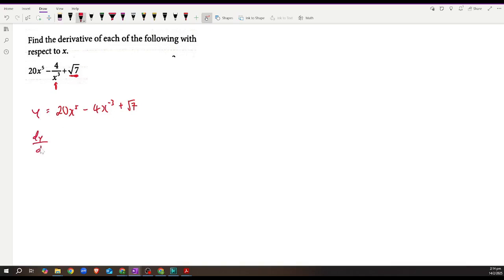When we differentiate this, it'll be 100x, because 5 times 20 is 100, and 5 minus 1 is 4. For this case, you multiply by negative 3, so it changes this sign to positive, so it's plus 12x, and then you subtract 1 from negative 3. Negative 3 minus 1 is negative 4, not negative 2. Then you differentiate square root 7, it's going to be 0. So you get 100x to the power of 4 plus 12x to the power of negative 4, and then just change that to a fraction: 100x to the power of 4 plus 12 over x to the power of 4. This will be the answer.